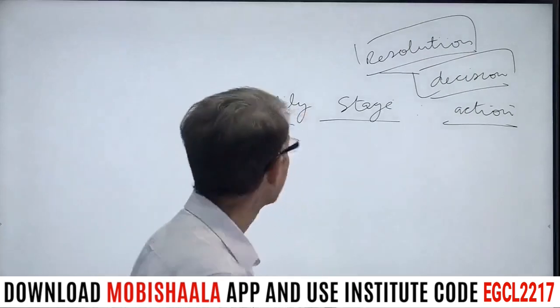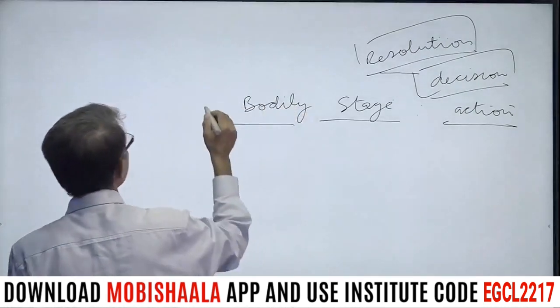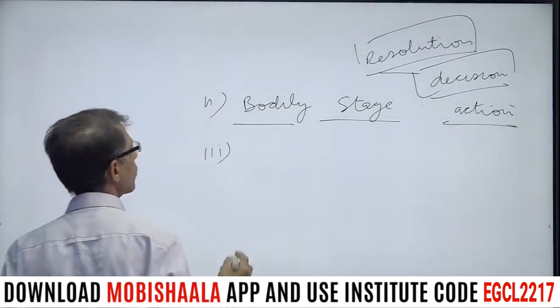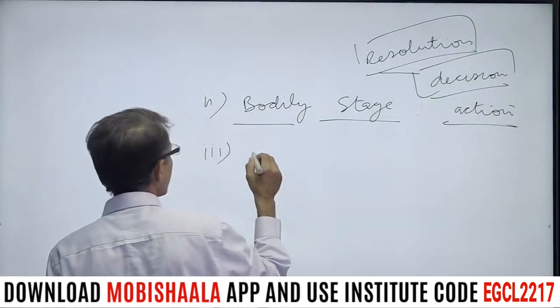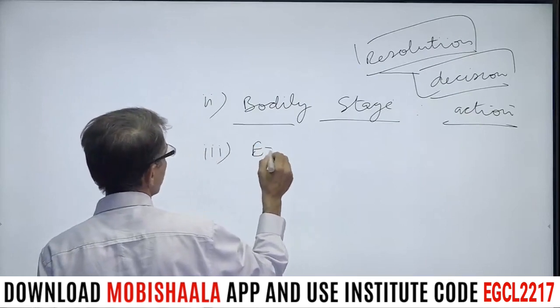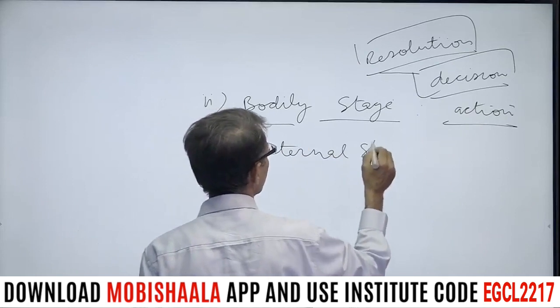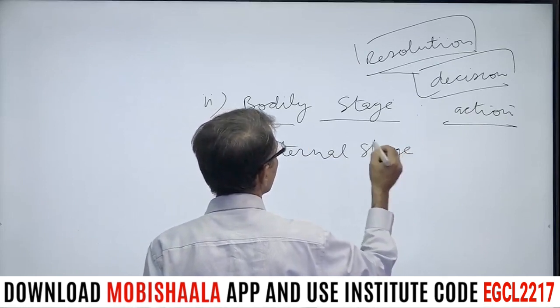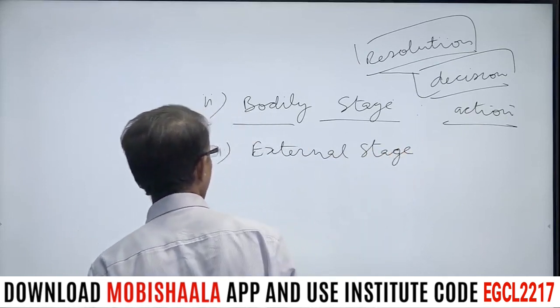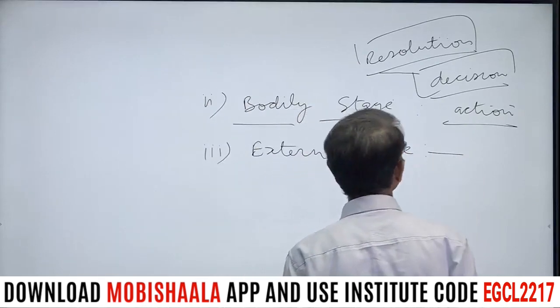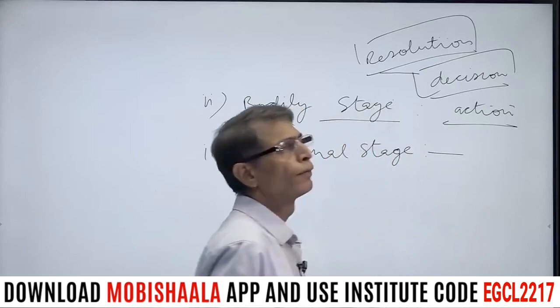This is the second stage of your voluntary action. And now the third stage is known as the external stage. What is the external stage? Just try to understand. In fact, there are a few things in the external stage.